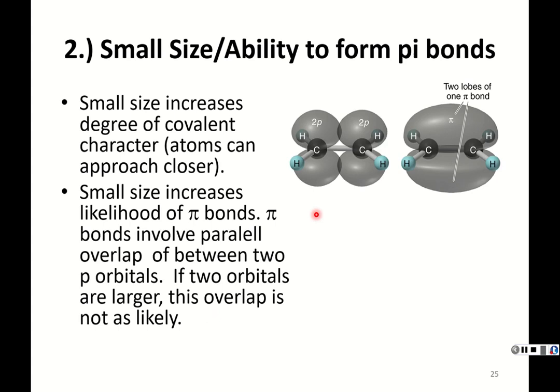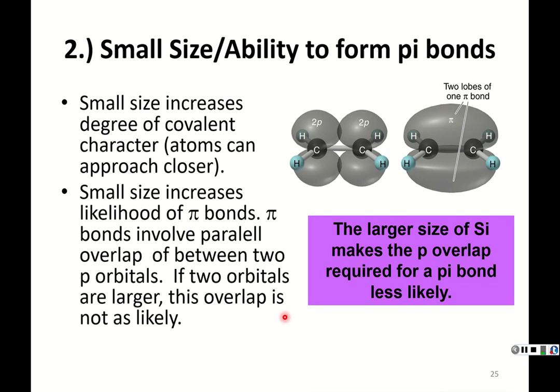The other aspect of the small size is the ability to form pi bonds. The small size increases the degree of the covalent character. The atoms can approach each other closer, the orbitals can overlap more, and the likelihood of overlapping in those p orbitals increases, and that's what forms the pi bond. If the two orbitals are larger, the overlap is not as likely, and that's why, for bigger elements, you don't see the pi bonding that you do in the smaller ones.